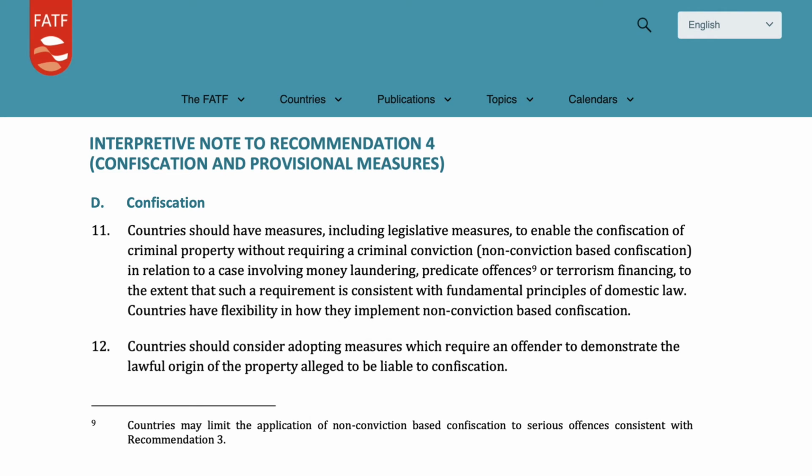actions, that enable the confiscation of criminal property without requiring a criminal conviction, non-conviction based confiscation, in cases involving money laundering predicate offenses, as described in Note 9, where countries may limit such confiscation to serious offenses consistent with Recommendation 3, or terrorism financing, as long as this requirement aligns with the fundamental principles of domestic law. Countries have flexibility in how they implement non-conviction based confiscation. Additionally, countries should consider adopting measures that require the offender to demonstrate the lawful origin of the property subject to confiscation.